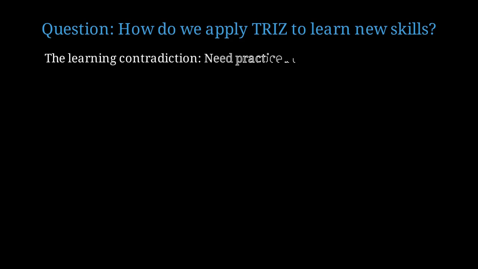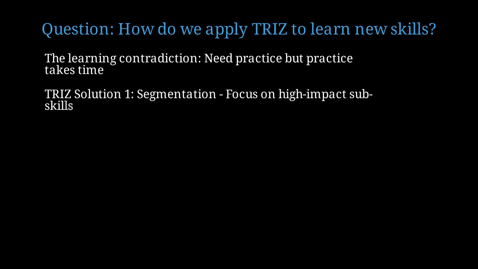The contradiction in learning is this. You need extensive practice to master a skill, but practice takes enormous amounts of time. How do we resolve this? Solution 1 uses segmentation. Identify the 20% of sub-skills that produce 80% of results. Master these high-leverage components first through targeted practice.